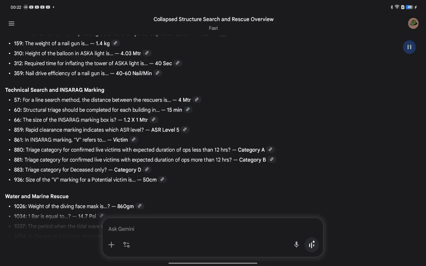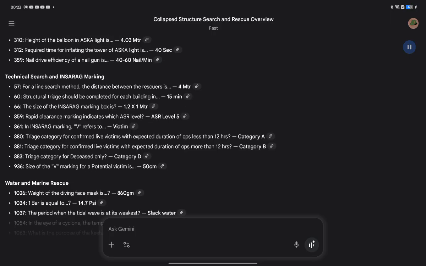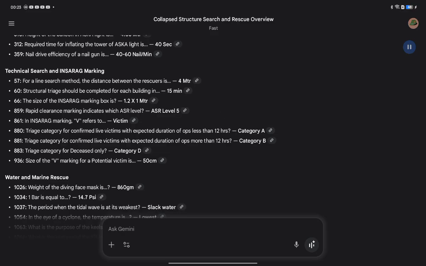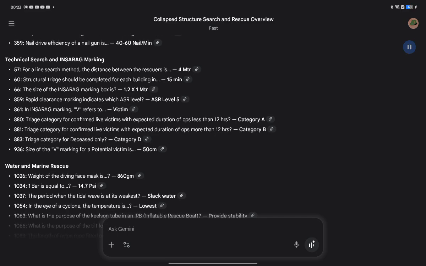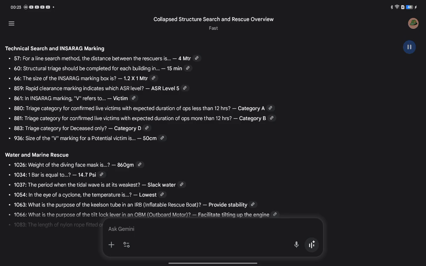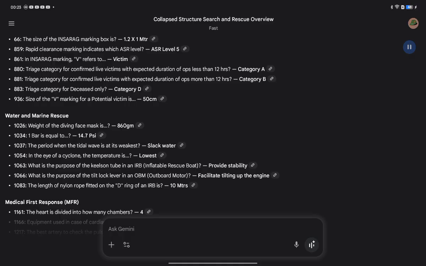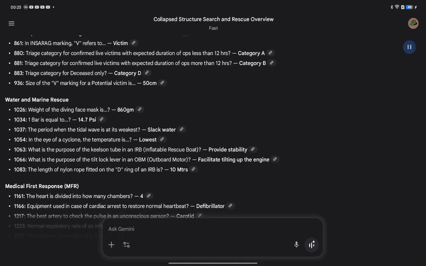310. Height of the balloon in Asker Light is 4.03 mtr. 312. Required time for inflating the tower of Asker Light is 40 sec. 359. Nail drive efficiency of a nail gun is 40 to 60 nails per minute. Technical search and INSARAG marking. 57. For a line search method, the distance between the rescuers is 4 mtr.